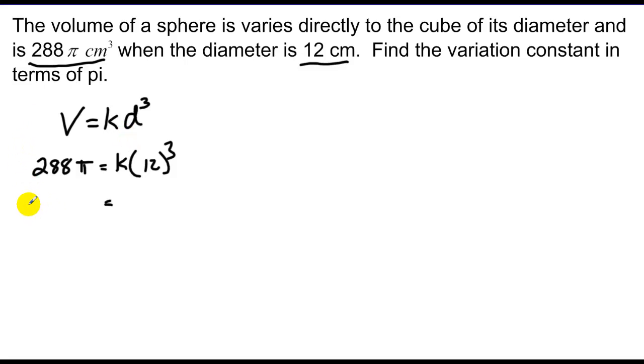We end up with 288 pi over 1728, and that's equal to k. This actually reduces to 1 here and 6 here, so I have pi over 6 is equal to k.